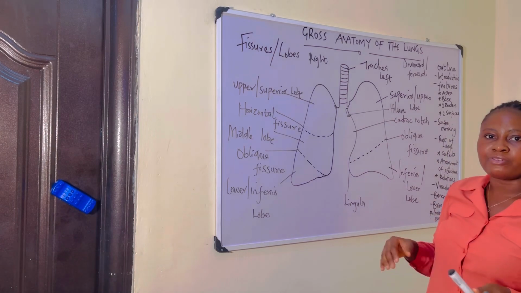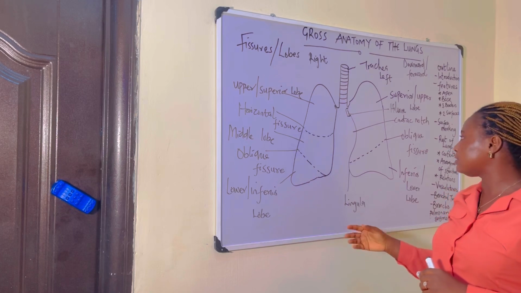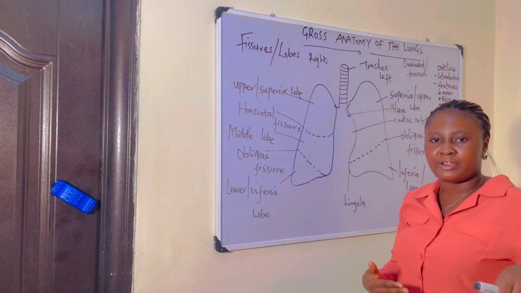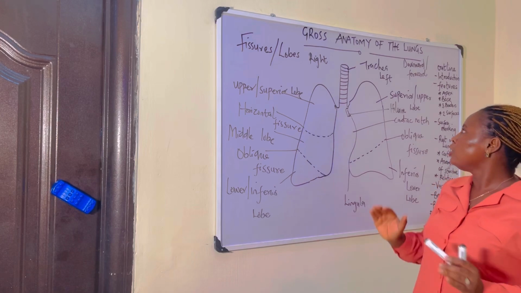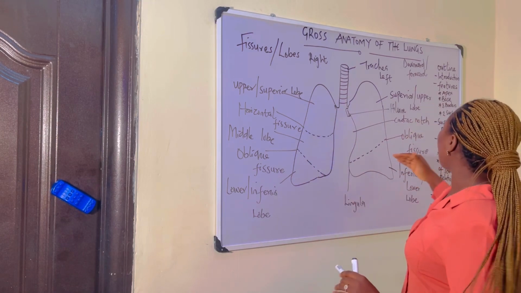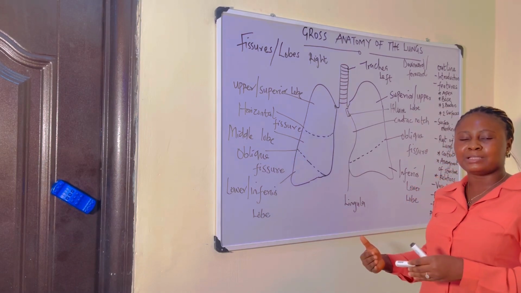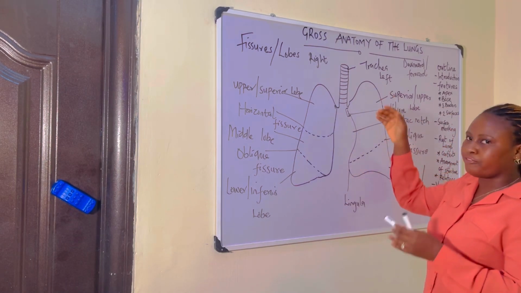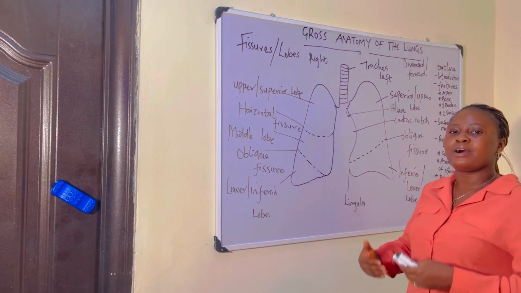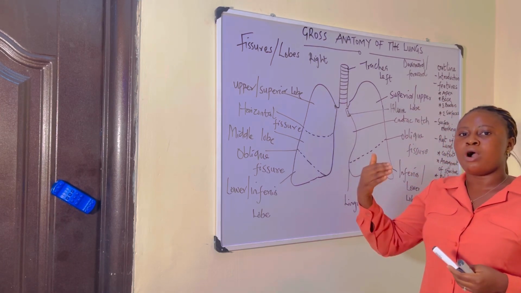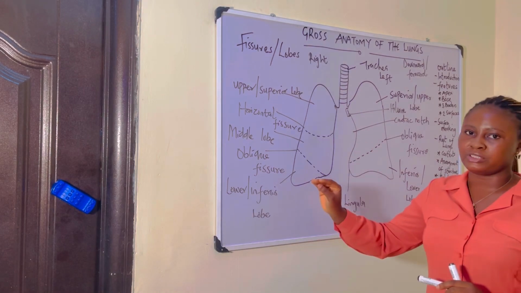So it runs obliquely downwards and forward towards the posterior border at about 6 centimeters below the apex of the lungs, and from the posterior border it goes to the inferior border at about 5 centimeters from the median plane. Do you understand? So now let's talk about the horizontal fissure.